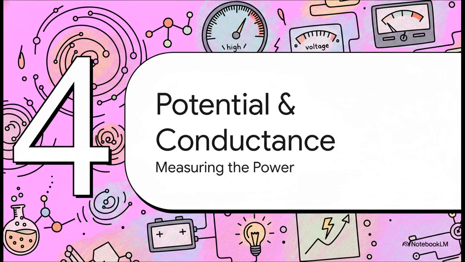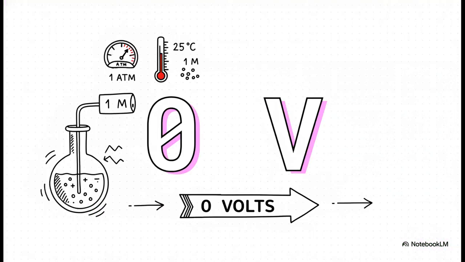Which brings us to Section 4, calculating potential and conductance. Let's look at the dashboard metrics. So, to measure anything accurately, we need a baseline, a starting line, right? In electrochemistry, that baseline is exactly 0 volts. This is the established potential of the standard hydrogen electrode, or SHE.